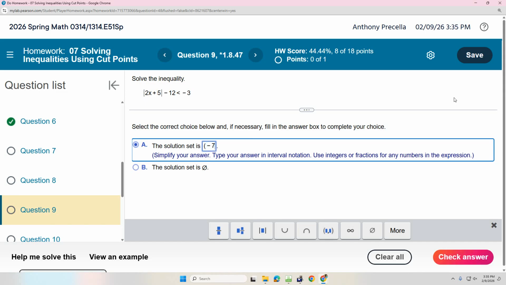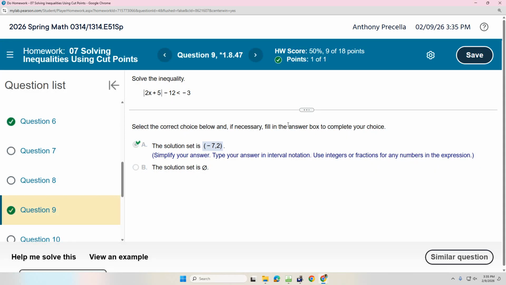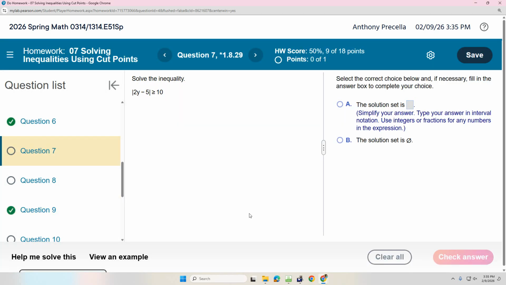Parentheses, -7, comma 2, close parentheses. Check it. Now we're going back to 7. Yes, we're going back to 7. 7 and 8 are real similar.